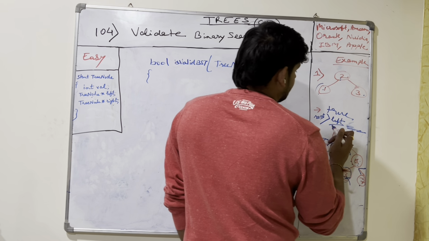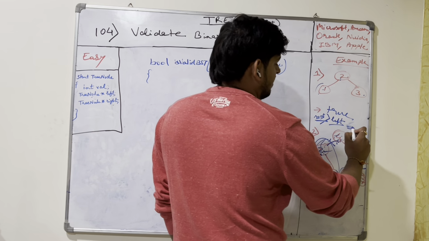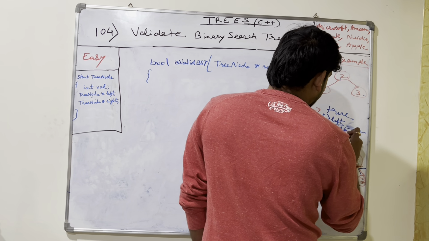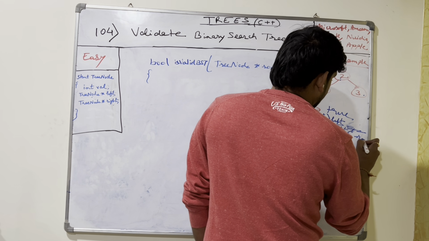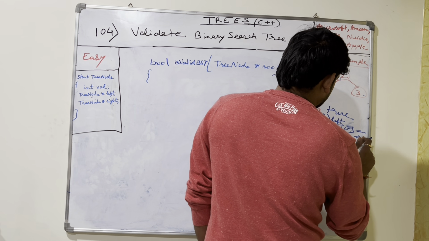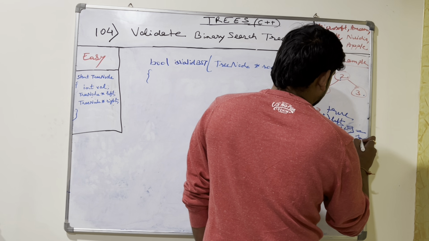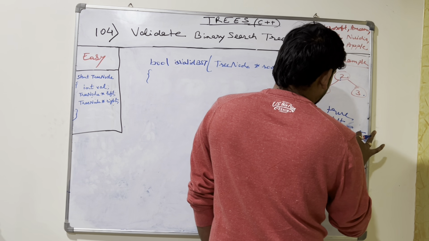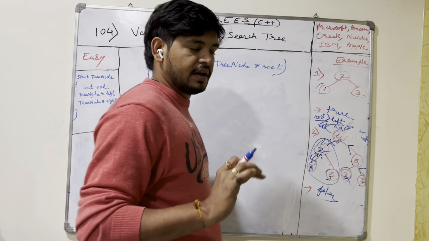So the thing is that for the left, the maximum value is the root and the minimum value has no limit. And for the right, the minimum value has no limit, but the maximum value has to be greater than this root. Okay. Yeah. So it has to be greater than the root. Right. The max value, it could be anything. You can write it over here. It has to be greater than the root. It has to be smaller than the root. Okay. So now let's code it.